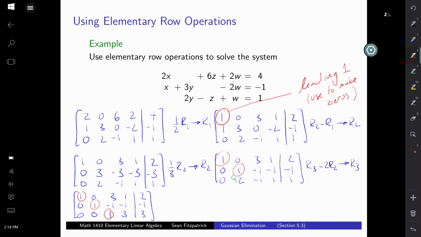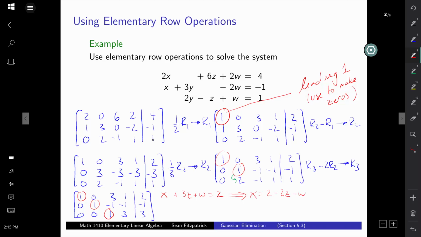So where do I go from here? Well, what I can do is say, what are these equations that are left here, right? One of the reasons why these leading ones are nice is the equations that remain are, the first one is x plus 3z plus w equals 2. That 1 in front of the x means it's very easy for me to solve for x. x is going to be 2 minus 2z minus w.